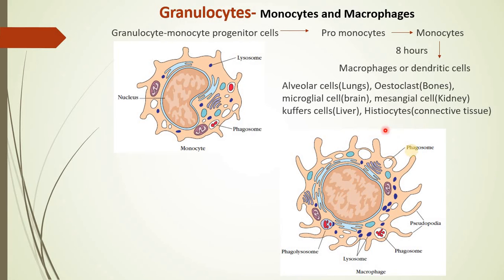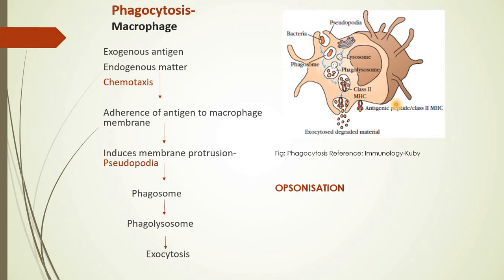These are the various types of macrophages, which are non-motile but have phagocytic action within the tissue, and therefore form an important component of immunocompetent cells. Now let us see what phagocytosis is.